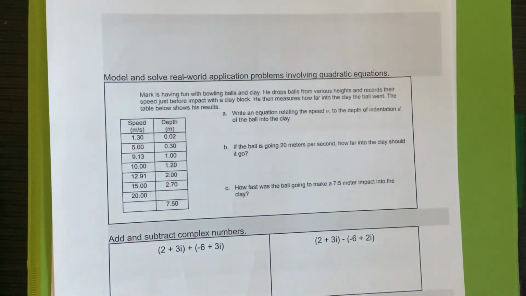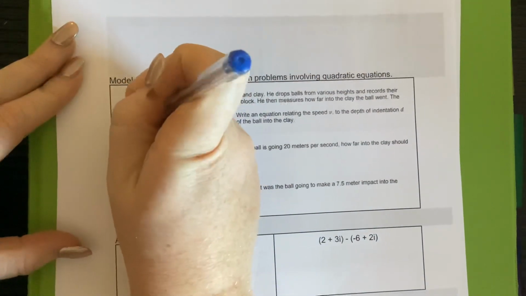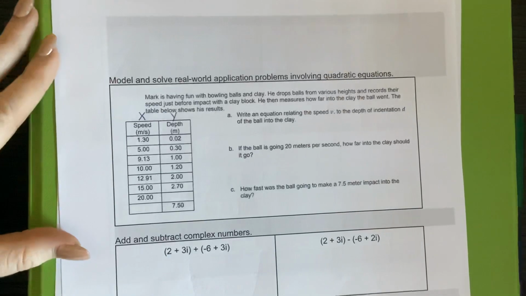But it says that Mark's having fun with bowling balls and clay. He drops balls from various heights and records their speed before impact. Then he measures how far into the clay the ball went, okay? So it starts with write an equation relating the speed v to the depth of the indentation. So your x value is here, your y value is here, okay?